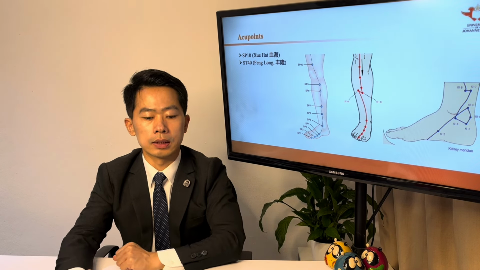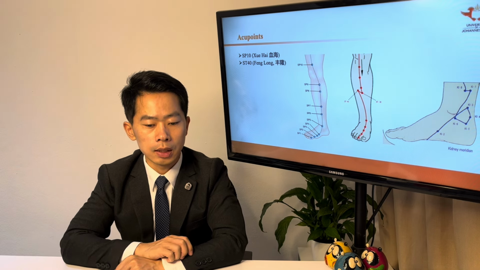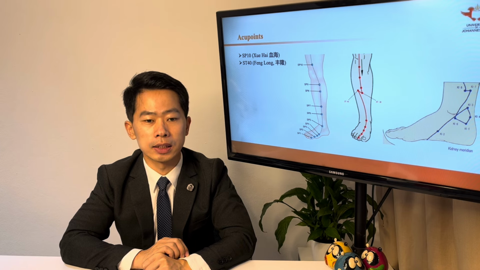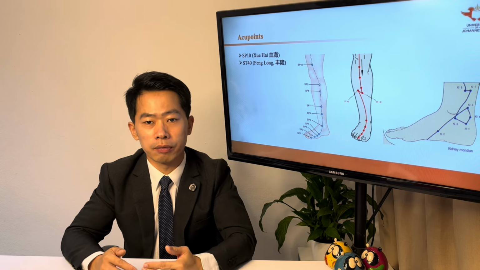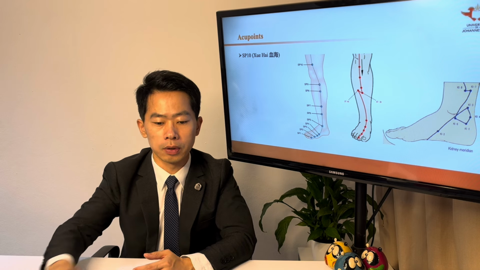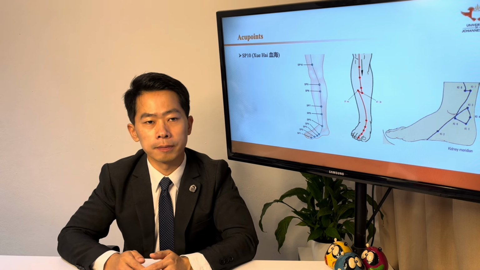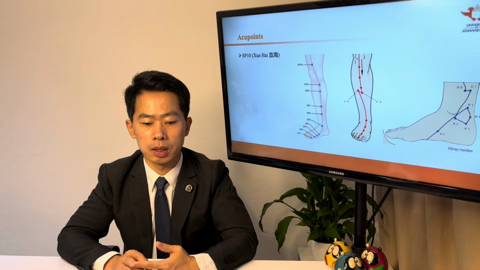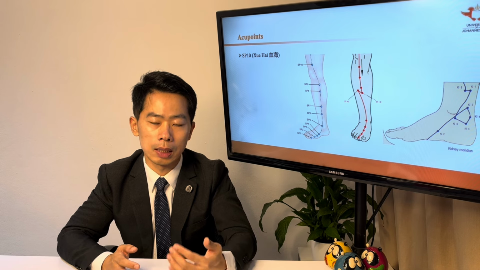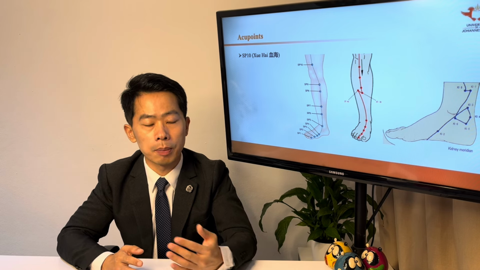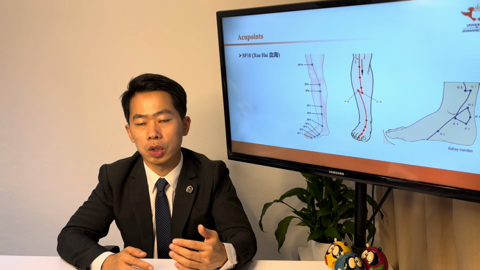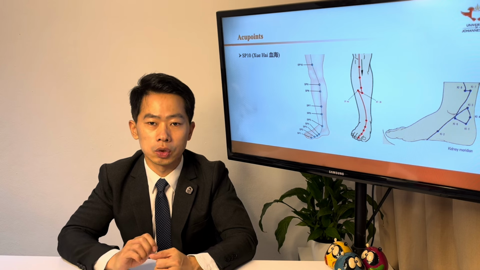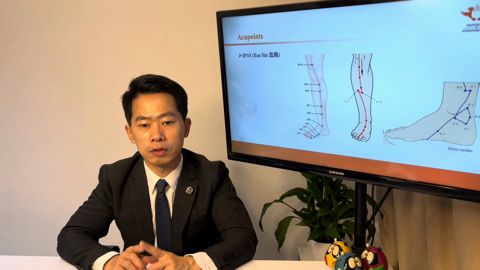The next one is spleen 10. The Chinese name is 血海. 血 means blood, 海 is sea. So 血海 is actually the sea of blood. This point can be used for any type of blood disorder. For example, for females, anything related to menstruation you can use it, because it can be used for blood disorder. Apart from female problems related to menstruation, you can also use it for skin disorders.